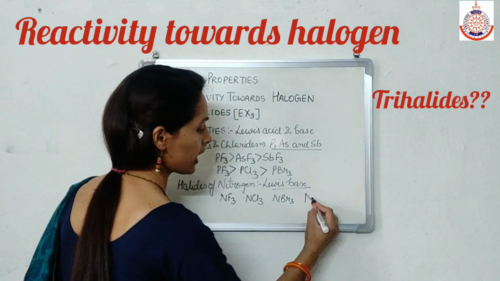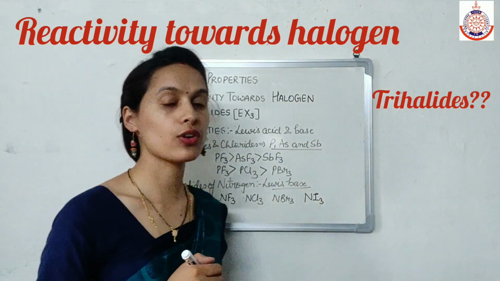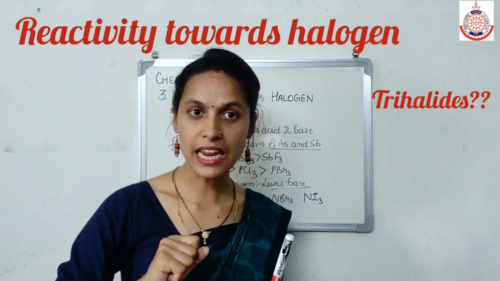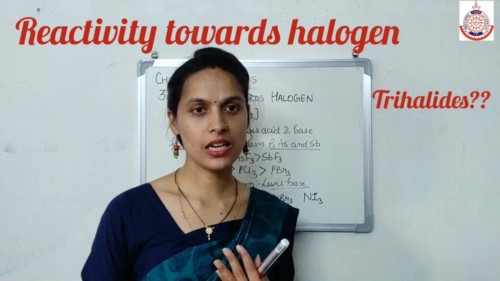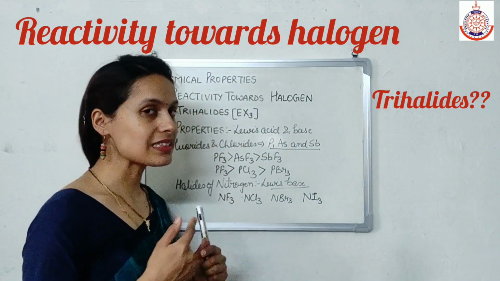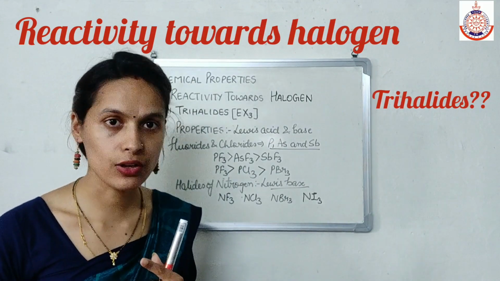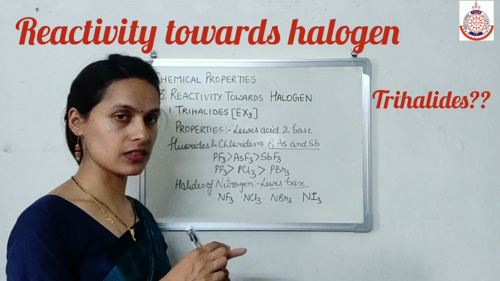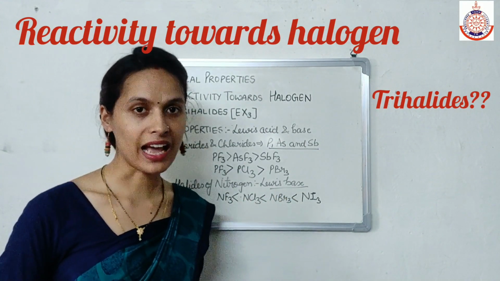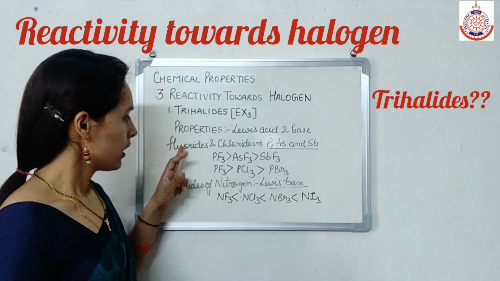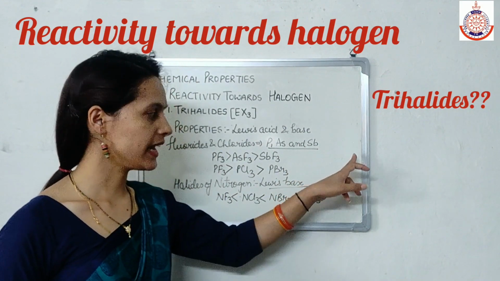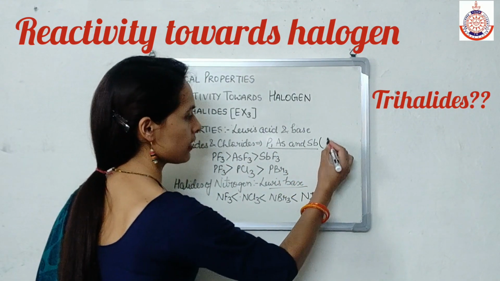But if I talk about NI3, in NI3 the electron cloud is near the nitrogen atom, as a result of which the density is very high, so the nitrogen atom can easily donate its electrons to any other species. So with an increase in the electronegativity of the halogen, Lewis basic character decreases. So the least basic is NF3 and the most basic is NI3. Clear?